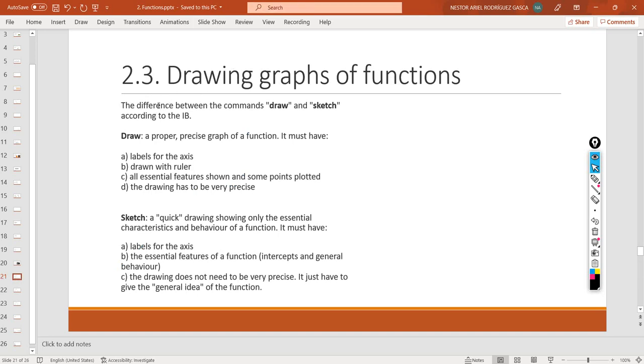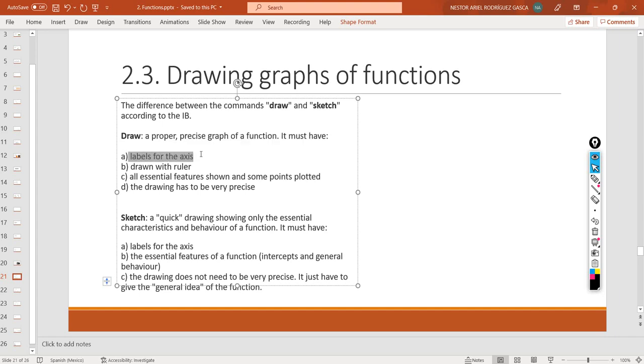The main thing I want to tell you about is the difference between the commands draw and sketch, according to the IB. These two words may seem the same, but they're not in the context of the IB. Drawing a graph means the following: it's a proper, precise graph of a function, and it must have the following features.